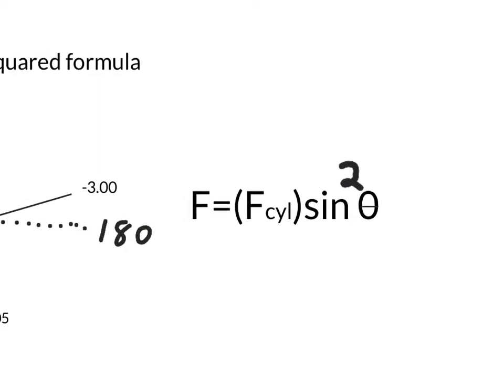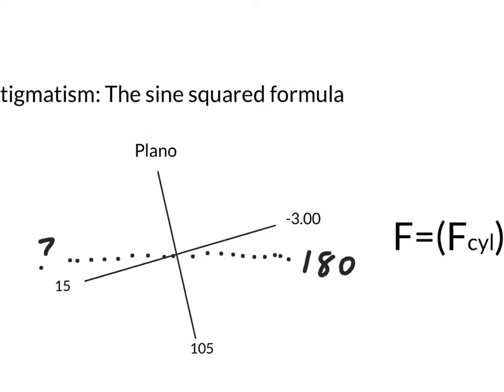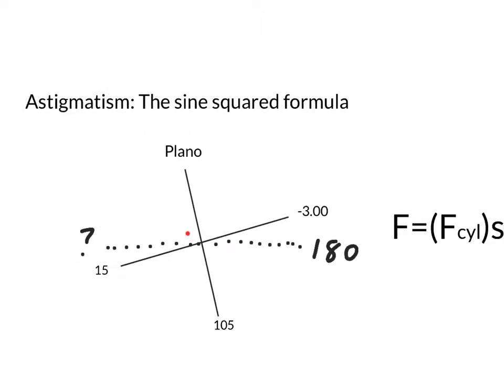So F is the power at the 180 degree meridian. F cyl is the power of the cylinder, which in this case is -3. Sine square of theta. Theta is the angle from the meridian in question to the cylinder meridian, which is the plano meridian. So again, theta is the angle from the meridian in question to the plano meridian. It has to be a plano meridian here. So this angle right here is theta.